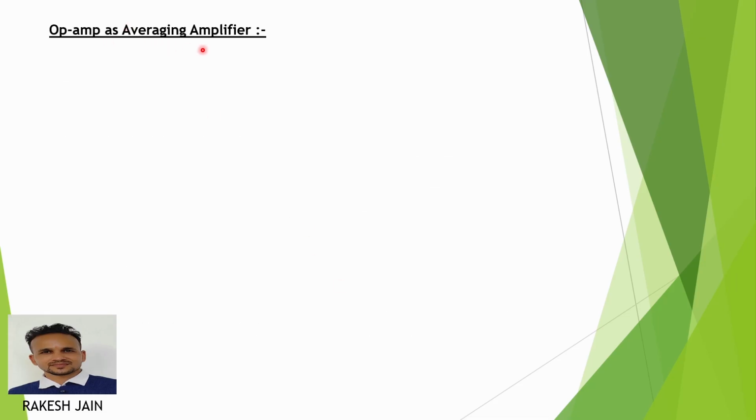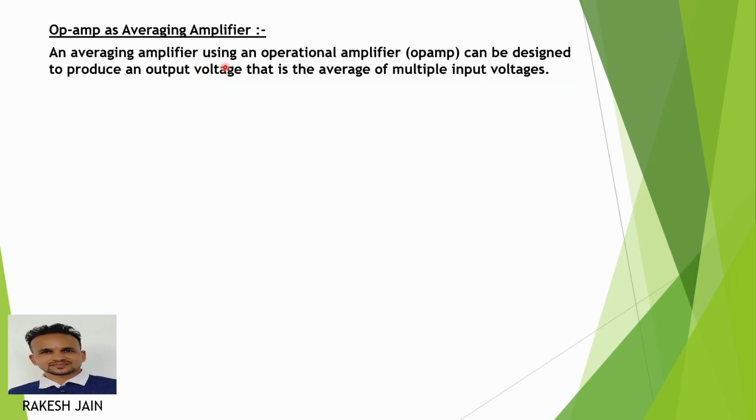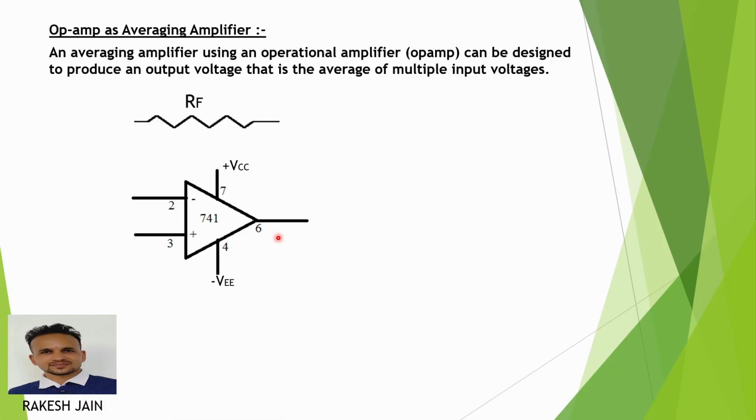Now, operational amplifier as an averaging amplifier. Here also we will use the same inverting configuration. An averaging amplifier using an operational amplifier, that is op-amp, can be designed to produce an output voltage that is the average of multiple input voltages. This one is the symbol of the operational amplifier. Here I will do the same connection. 7 number pin with plus 12 to plus 15. Fourth number pin connected to the negative supply.